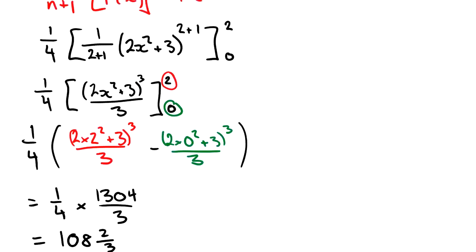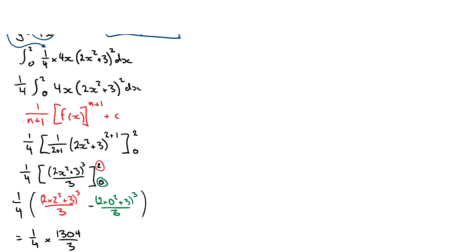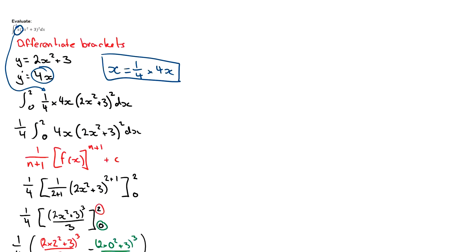So that was a more difficult one. So remember, with this type of question here, what we needed to do is alter that front x because it wasn't the differentiation of what was in the brackets. So to do that, we first find what we needed, and we needed a 4x out the front, and then we said, well, how do I get from 4x to x, and you multiply it by 1 over 4. So my x changes to 1 over 4 times 4x, and then we go from there.